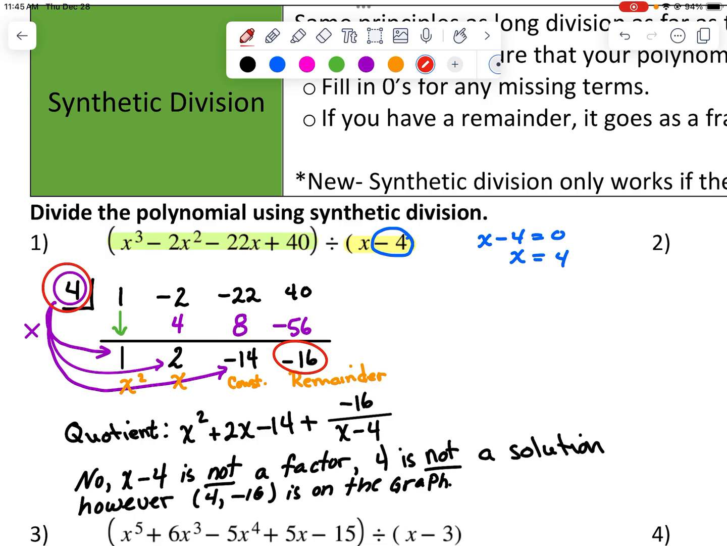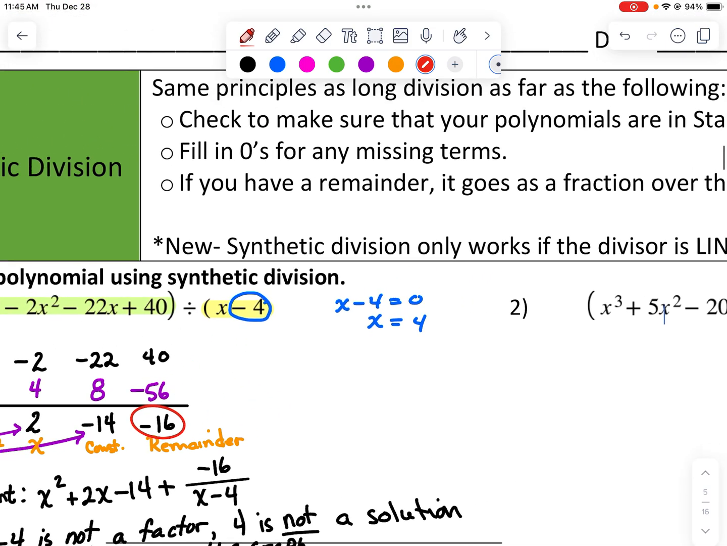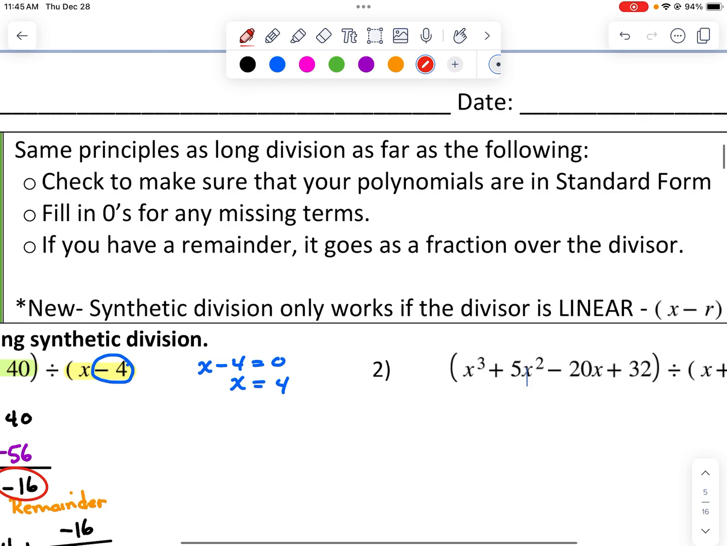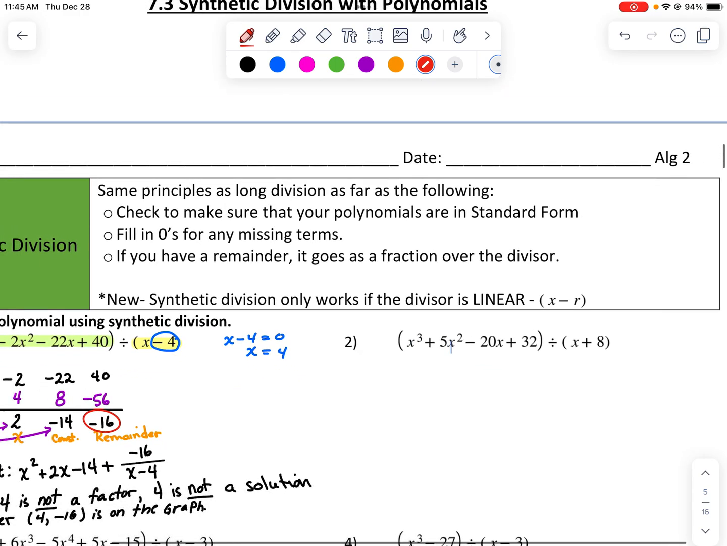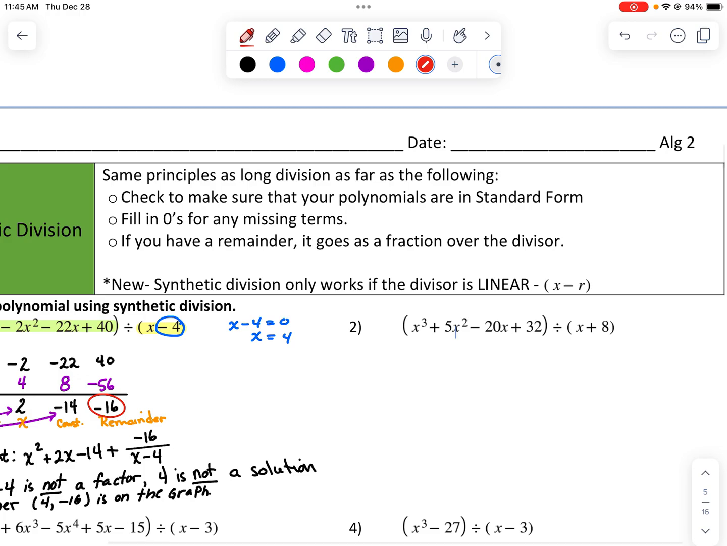Okay, so let's try another. Well, let's look at the notes that Mrs. Dale wrote here and see if it'll make sense. Make sure your polynomial is in standard form. Fill in the zeros for any missing terms. And if you have a remainder, it goes in a fraction over the divisor.